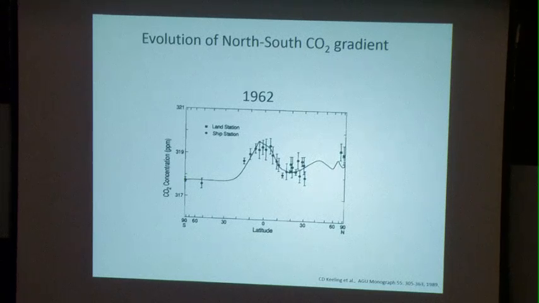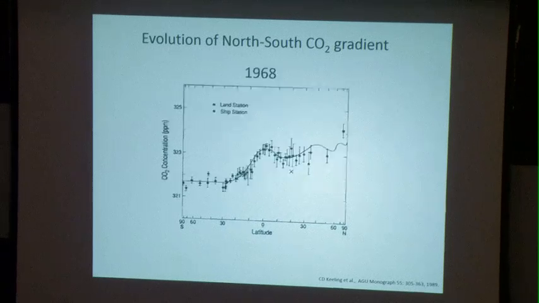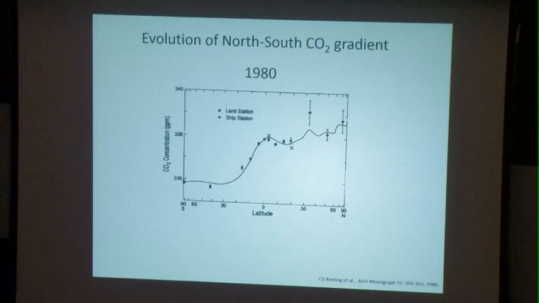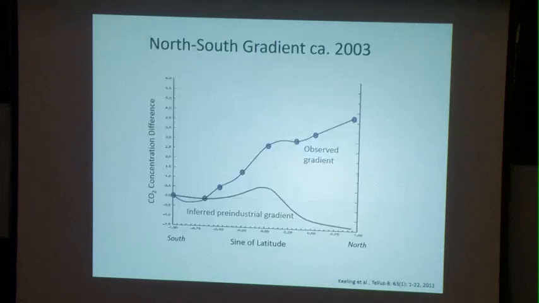And at this time, there was a very weak gradient. Now, of course, there was less fossil fuel burning then, so that makes sense. You didn't have as much fossil fuel burning going on. And then you can see it building up. Here's the gradient in 1968. Here's the gradient in 1980. And then, of course, we have the one more recently.